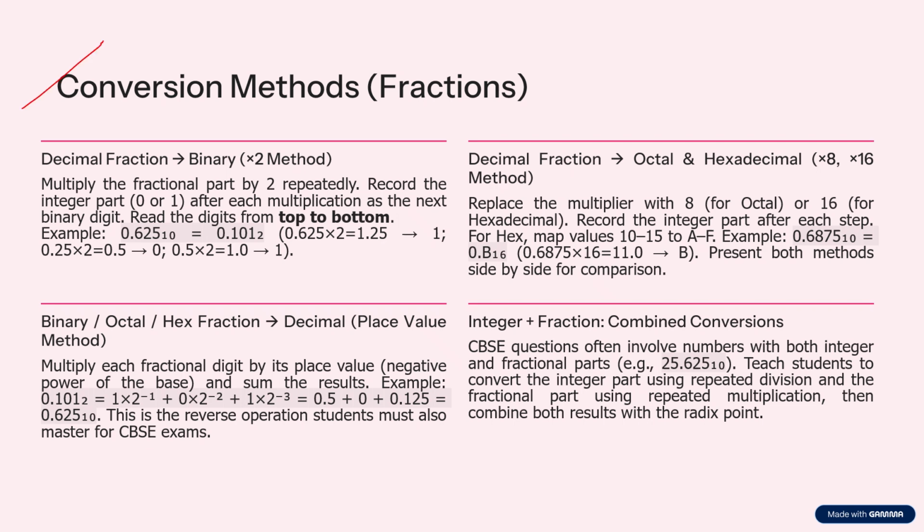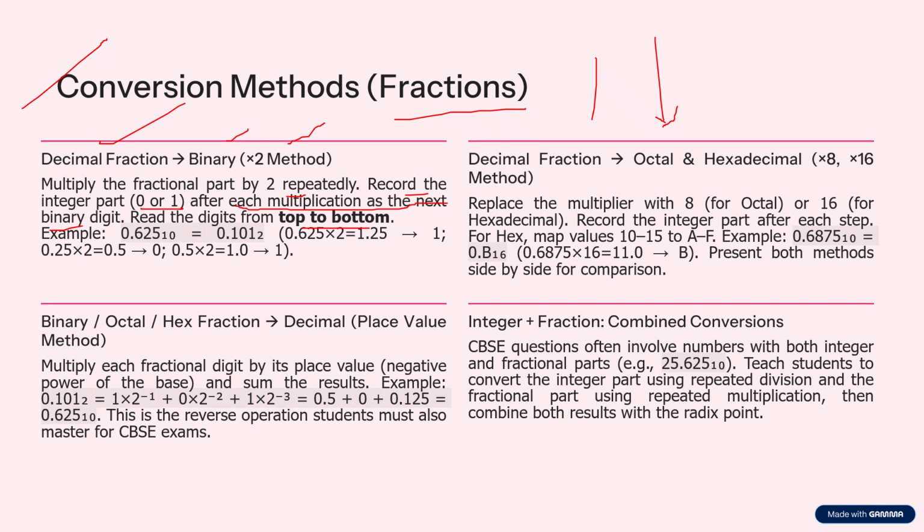Now let us see some conversion methods related to fractions. Decimal fractions to binary: multiply by 2 repeatedly. Multiply the fractional part by 2 repeatedly. Record the integer part, 0 or 1, after each multiplication as the next binary digit. Read the digits from top to bottom. In the case of non-fractional numbers, it is bottom to top; in the case of fractions, top to bottom. We are going to record what? 0 or 1, in the case of decimal to binary.